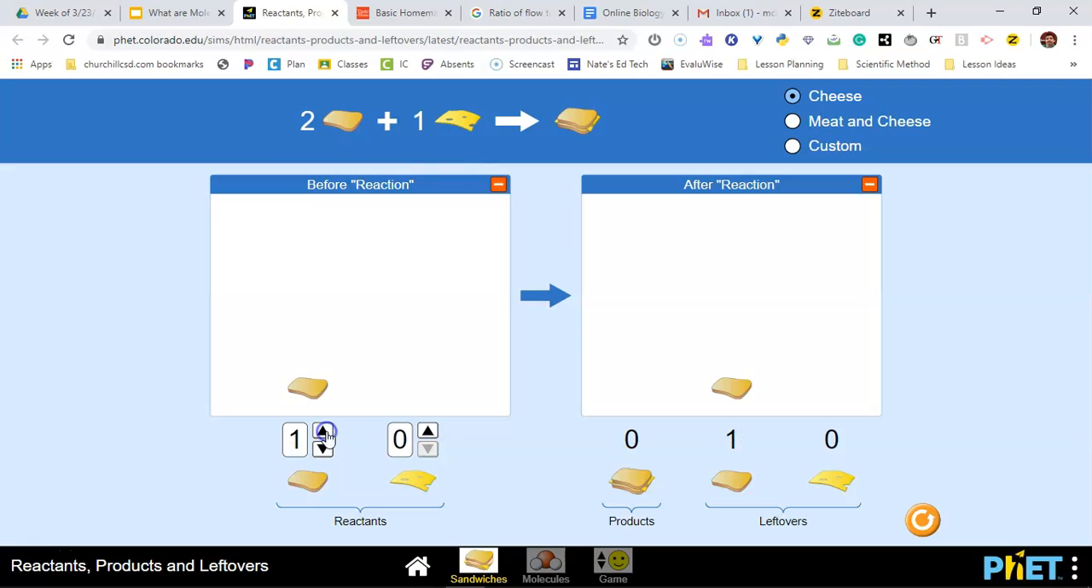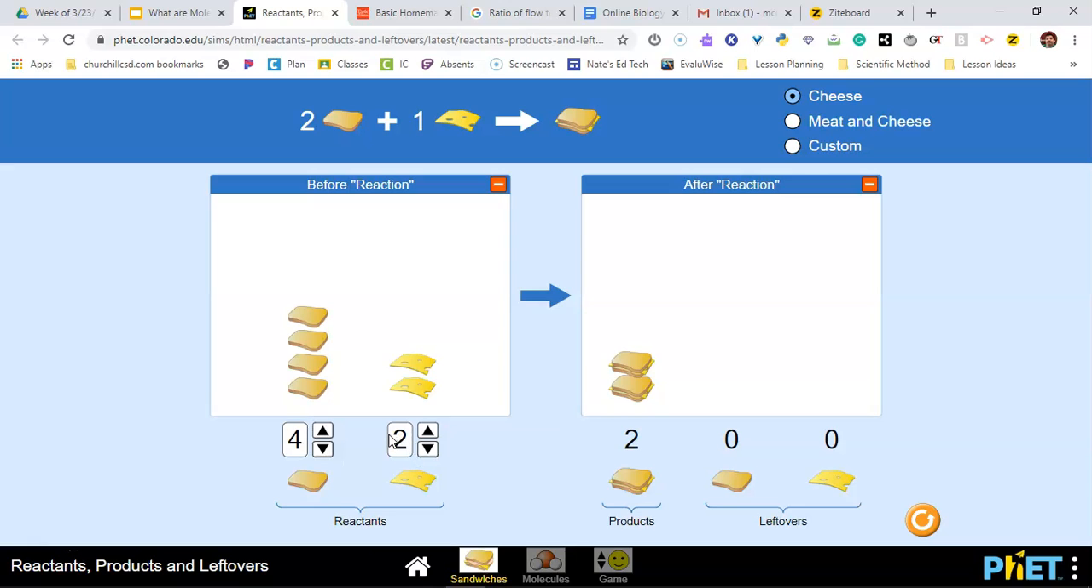So 2 pieces of bread, right? I don't have any cheese, I can't make any sandwiches. 1 piece of cheese, 1 sandwich. What if I have 4 pieces of bread and 1 piece of cheese? I can make 1 sandwich and have bread left over. So you can kind of see I have to maintain that ratio. If I want a sandwich, I need 2 to 1 over here. So that would be 2 to 1, 4 to 2, 2 to 1.